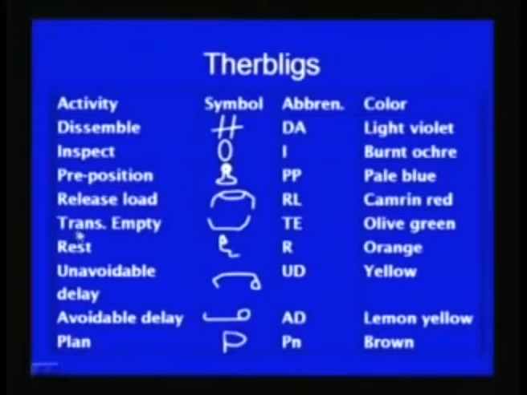Transport empty: when the hand is moved from one place to another without any resistance or load in it. It is represented by a symbol of this form. The abbreviation is TE, and olive green is the color used to show transport empty.